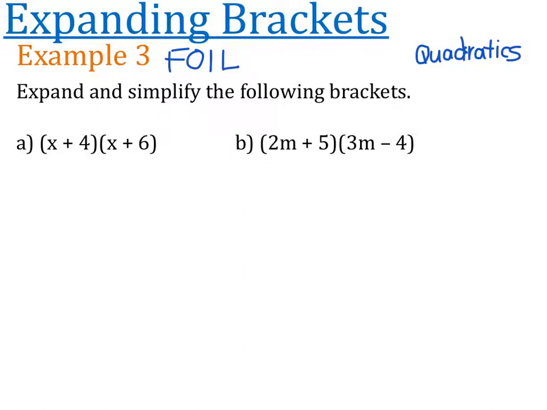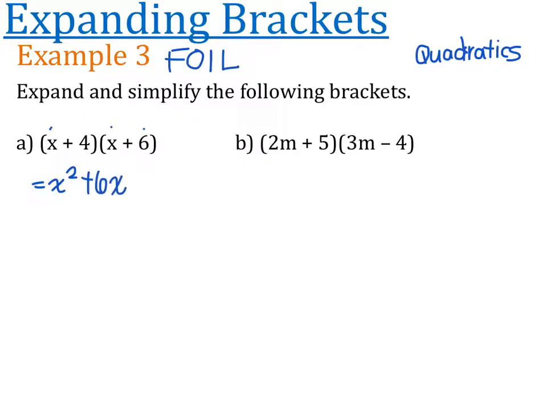F in FOIL stands for first. So that means the first term in the first bracket times by the first term in the other bracket. X times x is x squared. The O stands for outside, so the outside term in the first bracket times by the outside term in the second bracket, which is 6x.